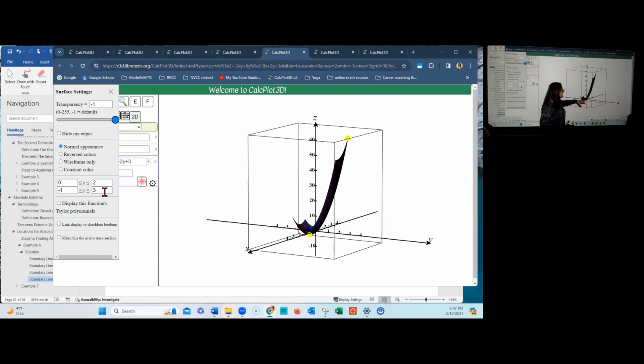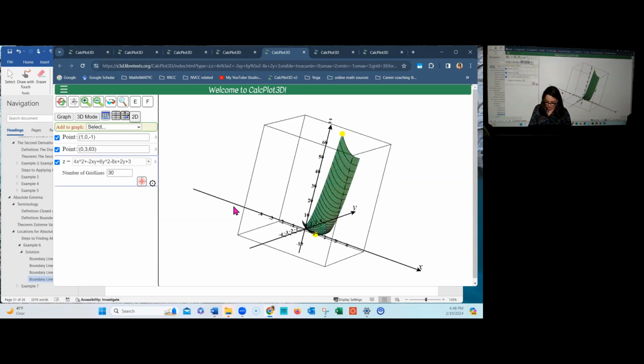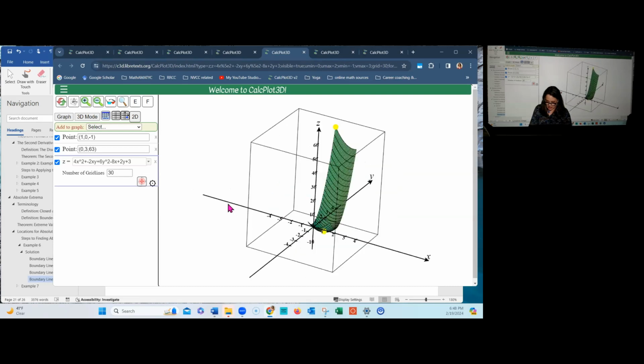Our absolute maximum, I believe, was 63, occurring at that point right there, which I have graphed if I take the other menu off, at 0, 3, 63. And I have the absolute minimum at 1, 0, -1. Now, what about the restricted domain? How can I be sure that I have the restricted domain? Go ahead and click on 2D. Well, let's turn it first so you can see what it looks like.